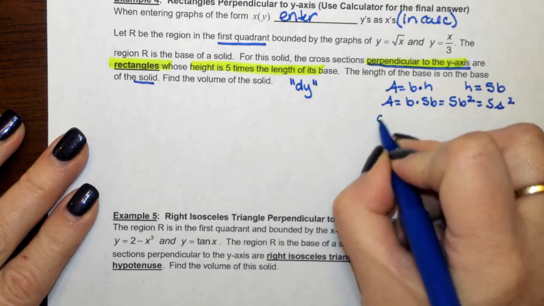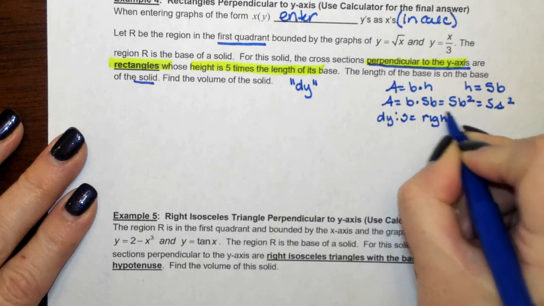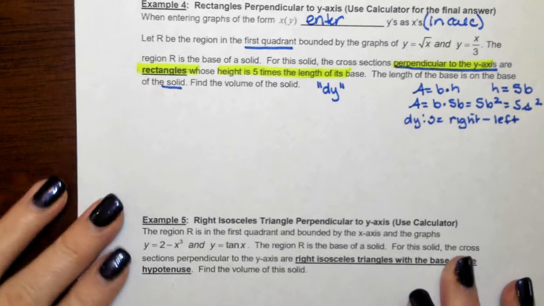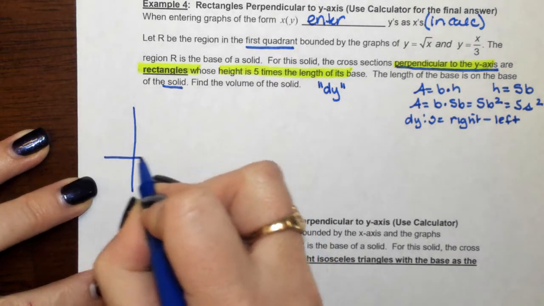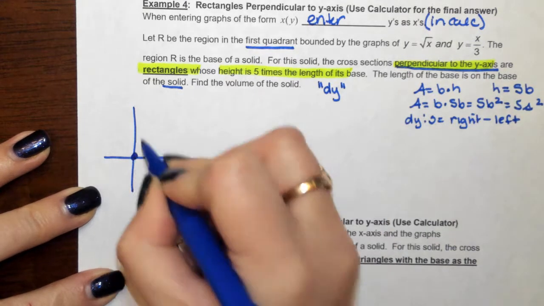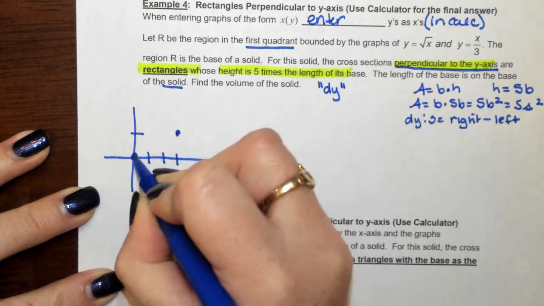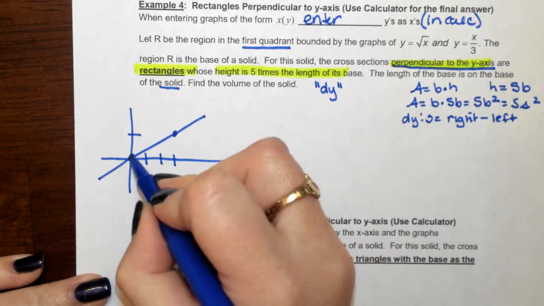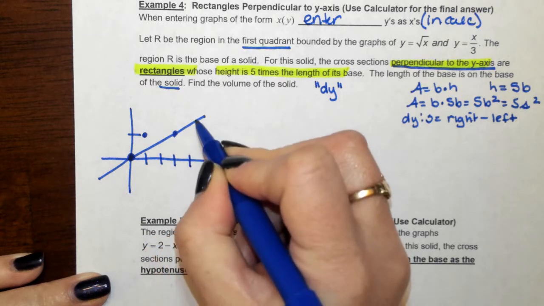So remember, since it's a dy, s is going to be equal to right minus left. So we have to now take a look at the picture. When I go to sketch the graph, I know 1/3 x is just a line passing through the origin with a slope of 1/3. Square root of x, I know is my square root function. I know square root of 1 is 1. Square root of 4 is 2.